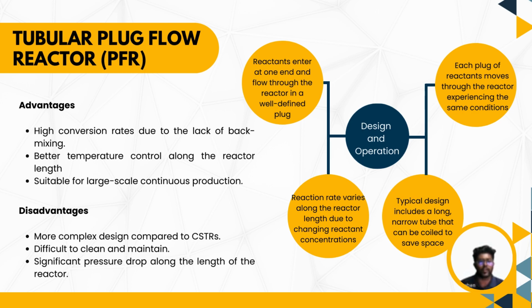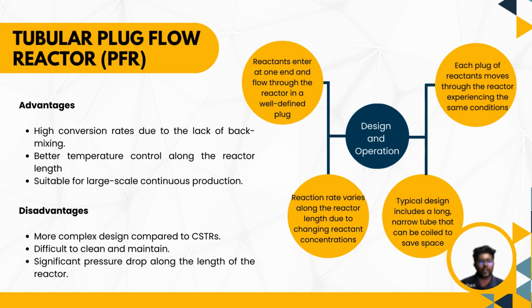A tubular plug flow reactor is a type of continuous reactor where reactants flow through a cylindrical tube in a plug manner, meaning that there is no back mixing and each plug of reactants moves through the reactor experiencing the same conditions. In PFR, reactants enter at one end and flow through the reactor as a well-defined plug. Each plug of reactant experiences the same conditions along the length of the reactor, and the reaction rate varies due to the changing reactant concentration. The typical design includes a long, narrow tube that can be coiled to save space.